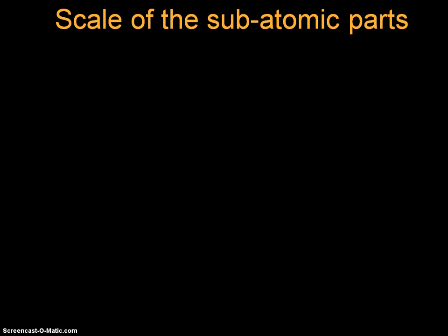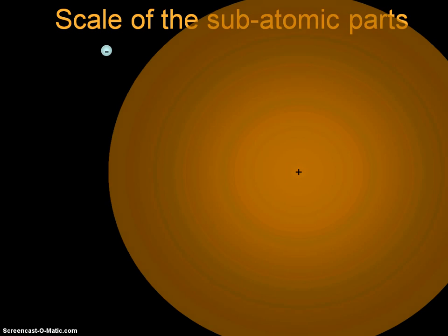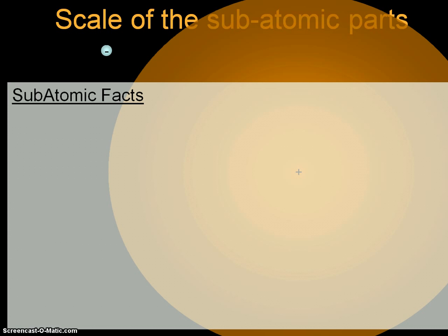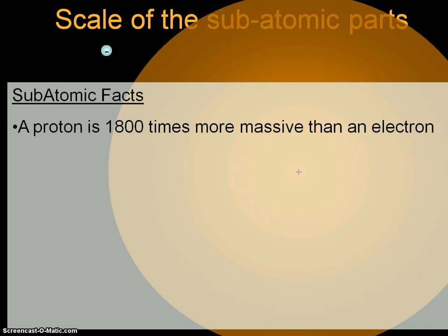Well, if we look a little bit further into these, it's interesting to know about the structure of the subatomic particles. An electron is really a very small, very light object. The proton, on the other hand, is massive. It's huge. It's actually 1,800 times more massive than the electron. So it's kind of like an elephant compared to a mouse. The electron is very light, very small. Proton, massive.